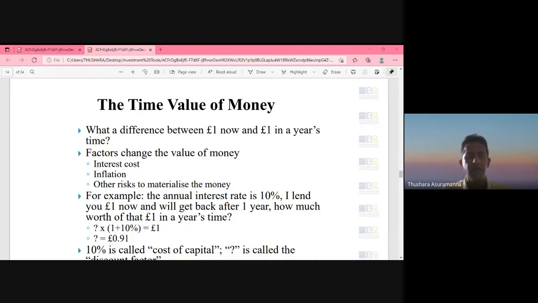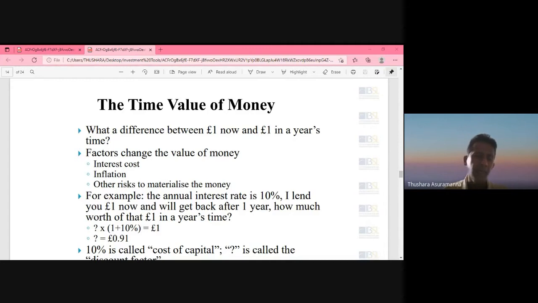1 divided by 1 plus R to the power N. R is the interest rate, N is the number of years. If N is 1, the value of 1 rupee in one year's time is 1 divided by 1 plus R. The value of 1 rupee in 2 years' time is 1 divided by 1 plus R to the power 2. In 3 years' time, 1 divided by 1 plus R to the power 3.